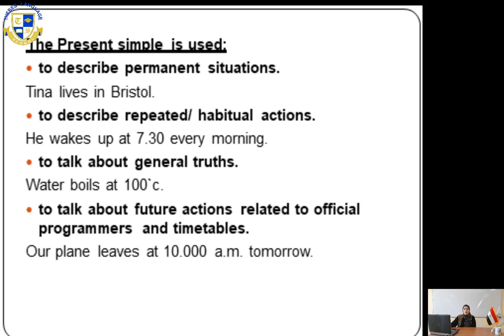3. We use the present simple to talk about general truth. Water boils at 100 C.